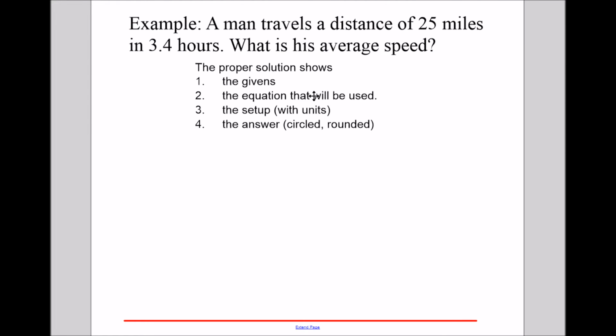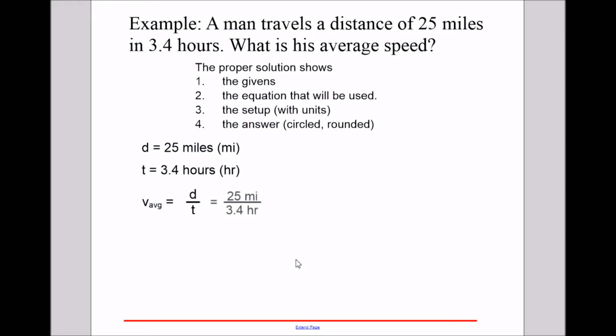So for this problem, the first thing I would do is list the givens that this problem had. In this particular problem, you know that the distance is 25 miles, and the time it took to travel that distance is 3.4 hours. I just use the letter D here. It's oftentimes important to have an abbreviated unit for your variables, and so here I've got D equals 25 miles and time is equal to 3.4 hours. That's the first step. In the second step, I want to list the equation that I'm going to use to solve this problem. I'm going to use the average speed equation, which is that average speed is equal to distance divided by time.